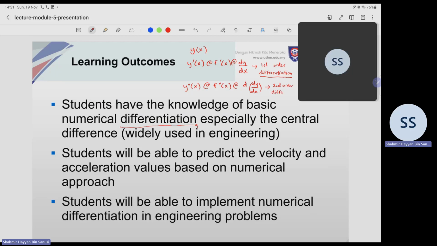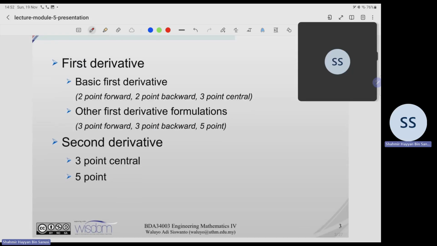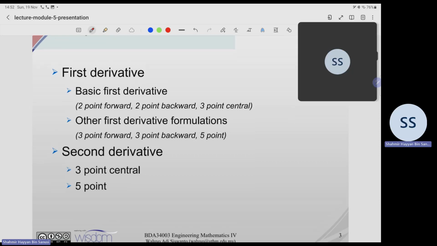So basically, we're going to use a numerical approach to get this first order and second order differentiation by using certain methods, such as 2-point forward, 2-point backward, and 3-point central for first order. And for second order, we're going to look at 3-point central difference and 5-point central difference.